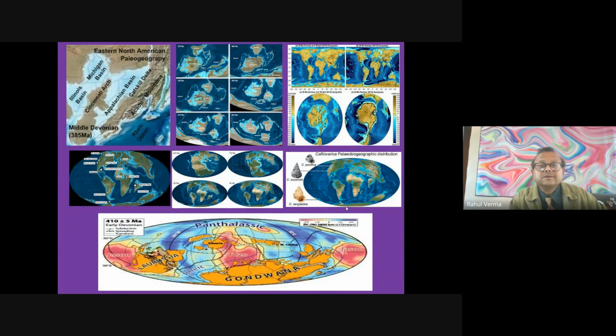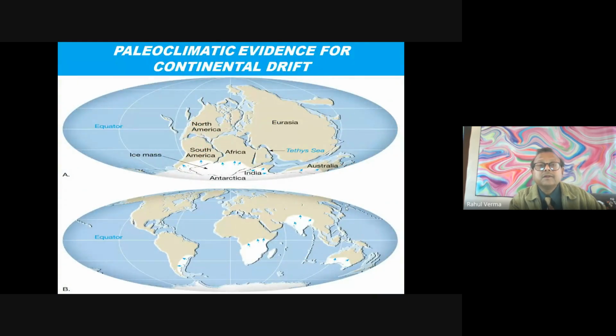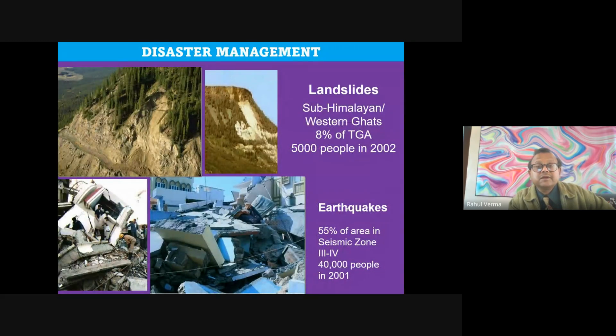Again, let's move faster. We are getting too much time. So these are the paleoclimatic evidences of continental drift. You have seen it in the last. Now, disaster management. This is very, very important for human life.